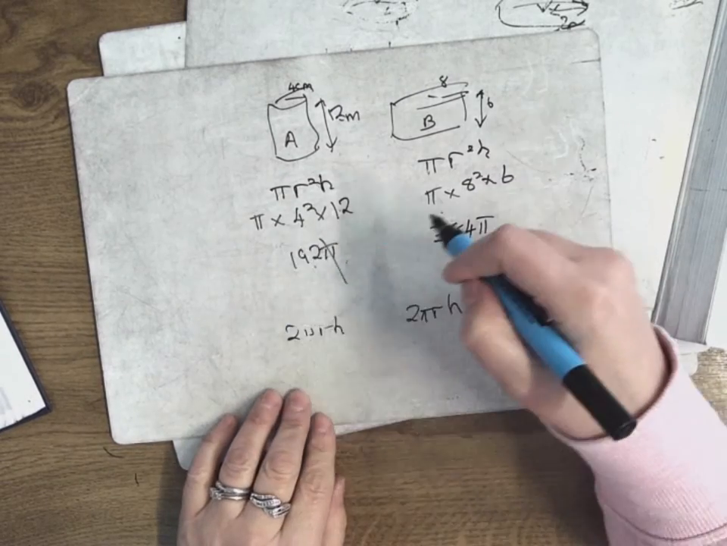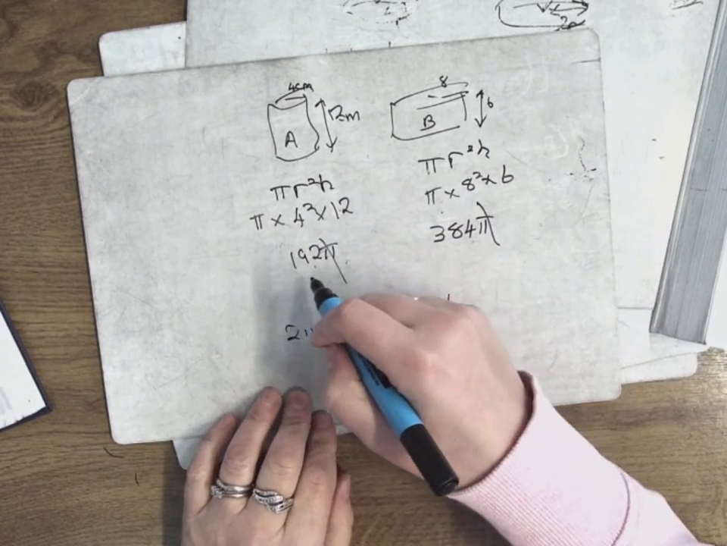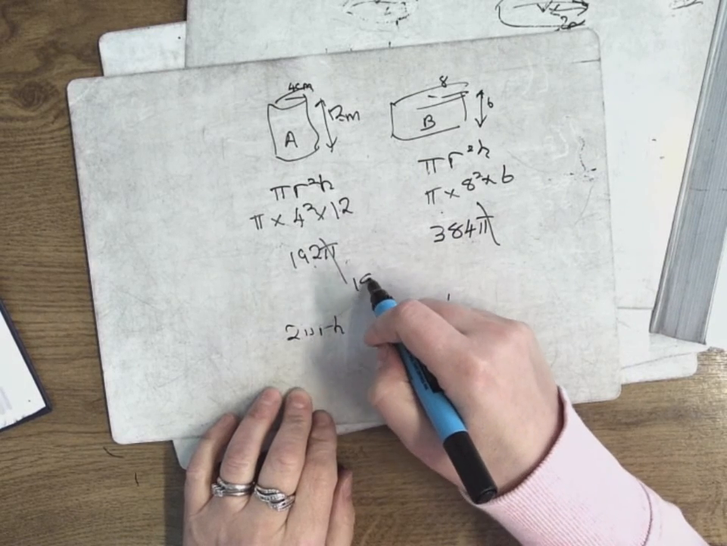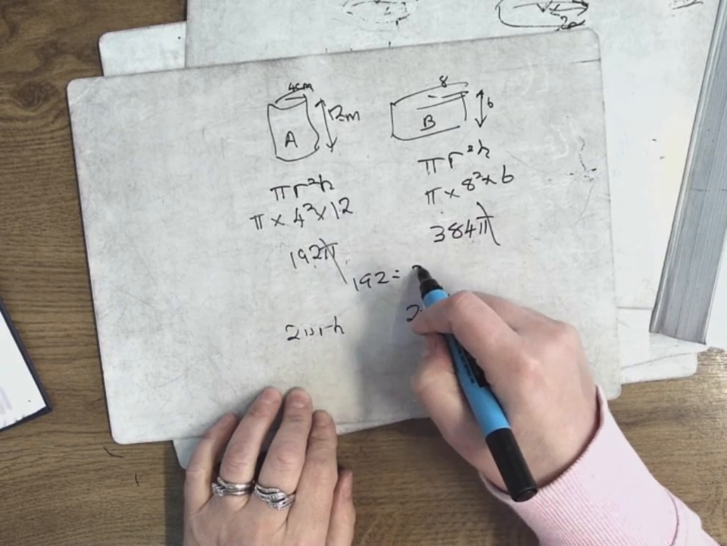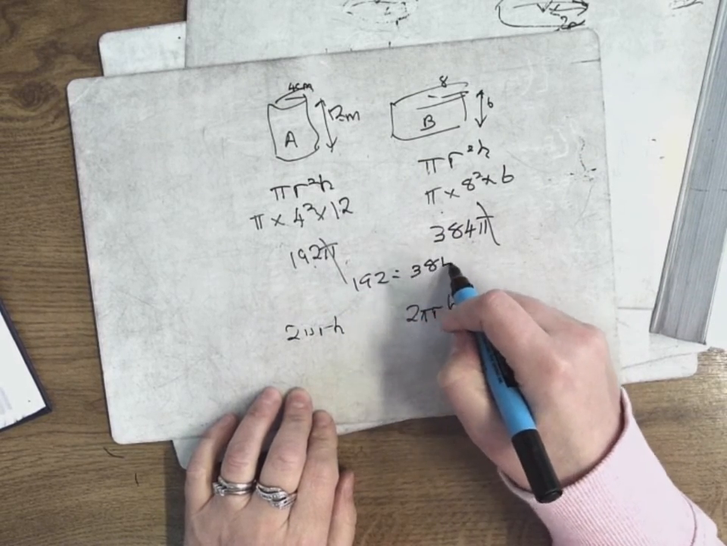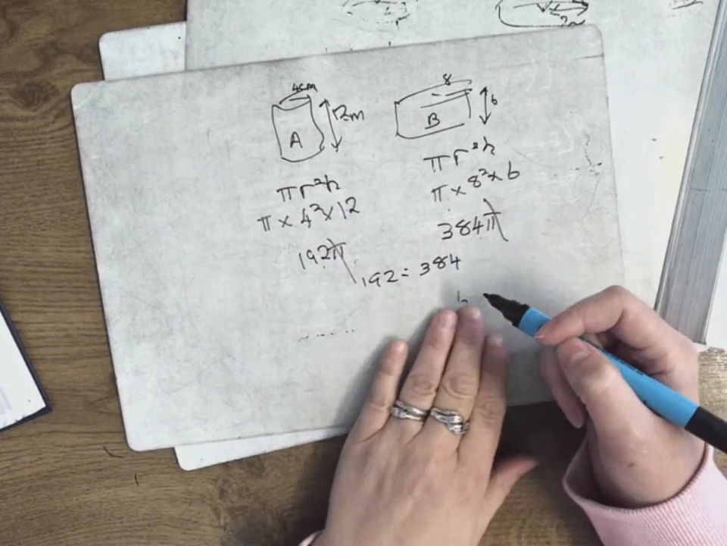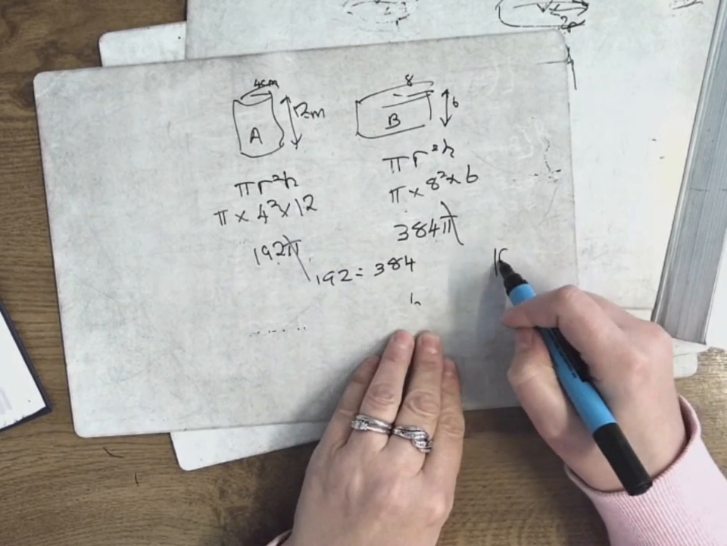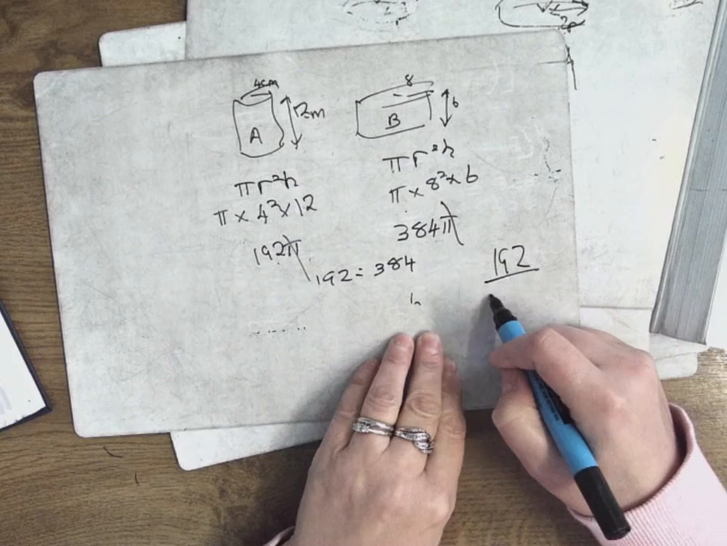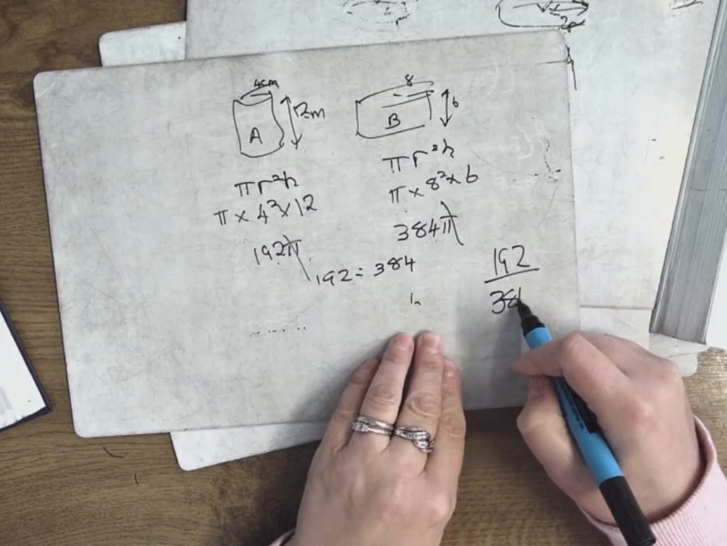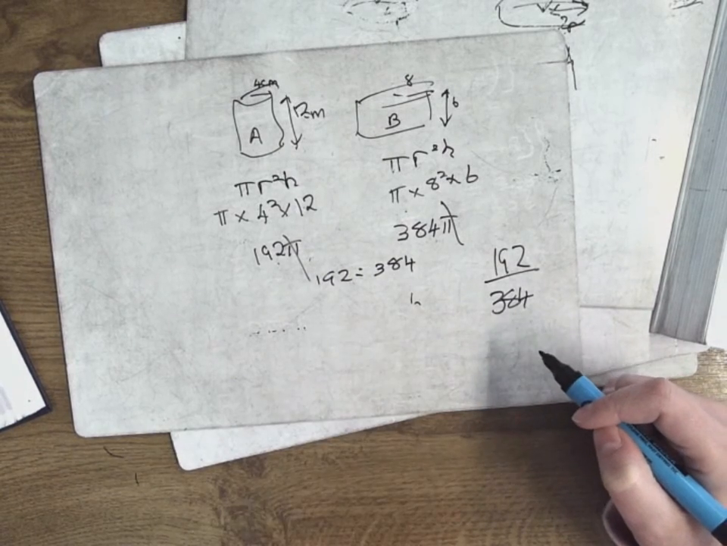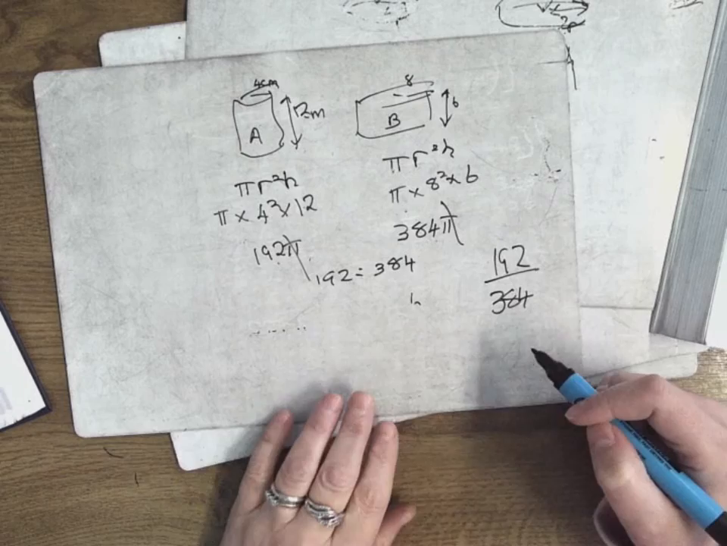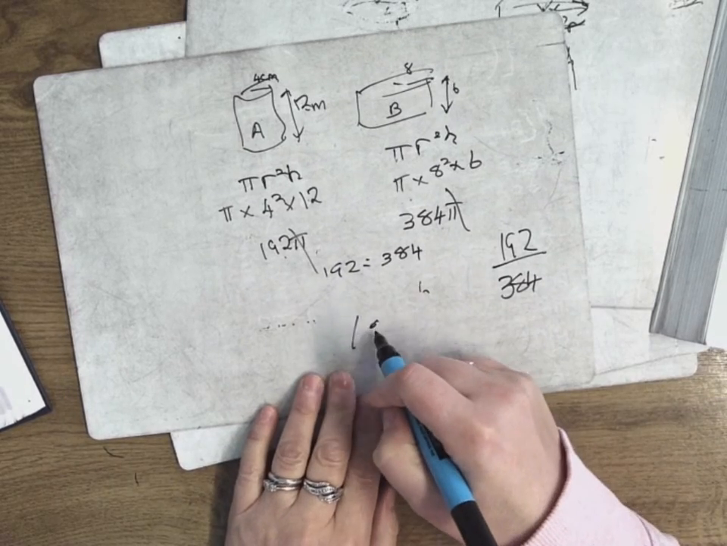Pi's cancel, and you simplify this. So your ratio is 192 is to 384, right? Okay. So what I was saying to the girls is you can actually put that in as a fraction into your calculator and press equals, and the answer will come out as 1 is to a half, which you can write as 1 is to 2.